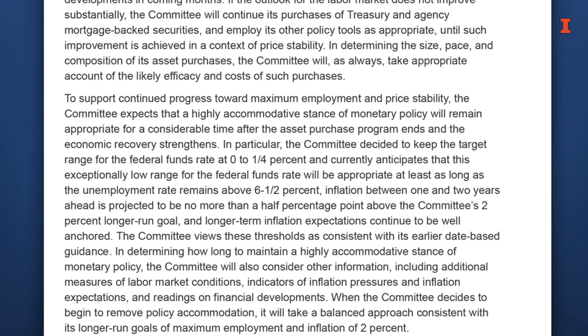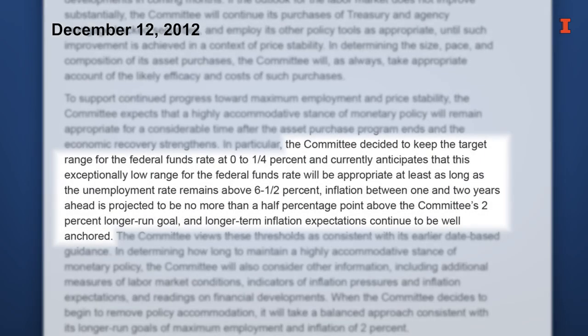In paragraph 5, it states that the committee decided to keep the target range for the federal funds rate at 0 to 0.25% and currently anticipates that this exceptionally low range for the federal funds rate will be appropriate at least as long as the unemployment rate remains above 6.5%, inflation between 1 and 2 years ahead is projected to be no more than half a percentage point above the committee's 2% longer run goal, and longer term inflation expectations continue to be well anchored. This is quite a sentence, so let's unpack this.